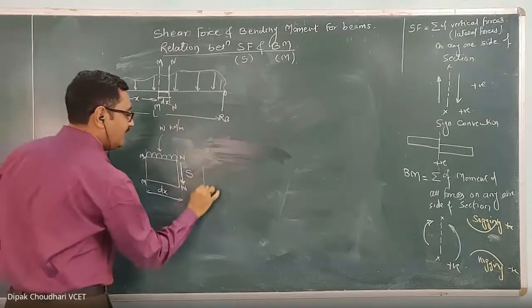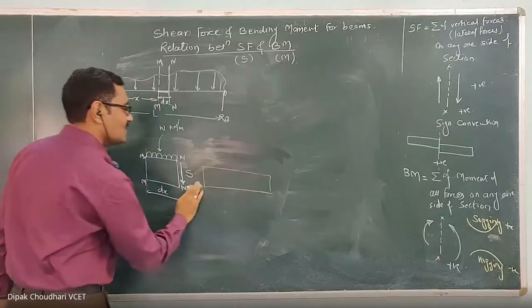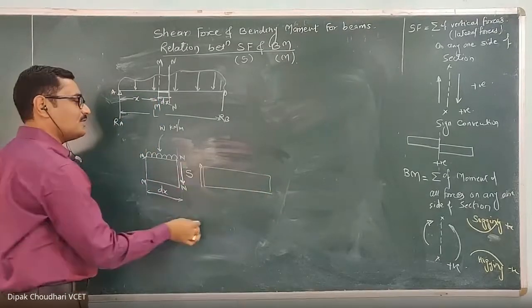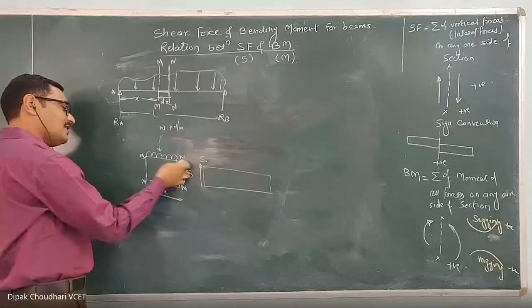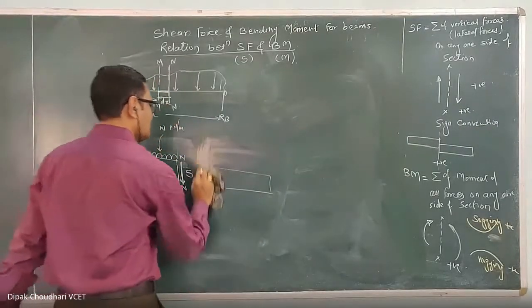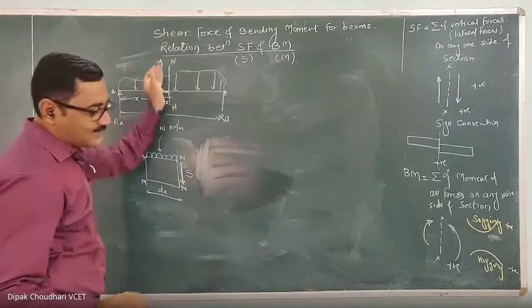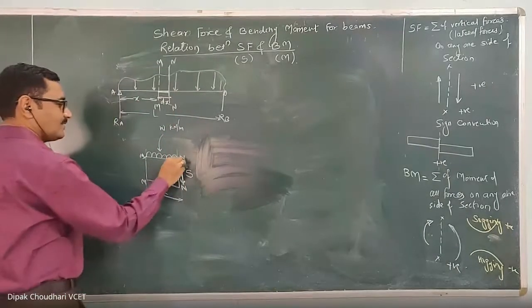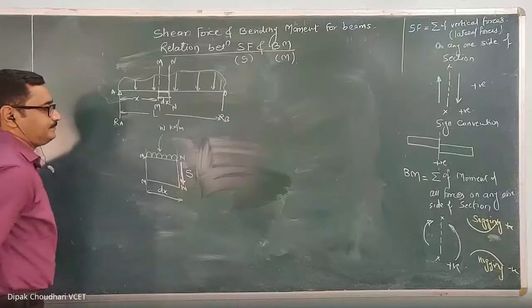This is one FBD and this is another part. On this part the shear force is, suppose, upward. So, the equal and opposite shear force here will be downward. I am considering it as downward. Or you can start from this side also, it doesn't make any difference. So, this is the shear force.